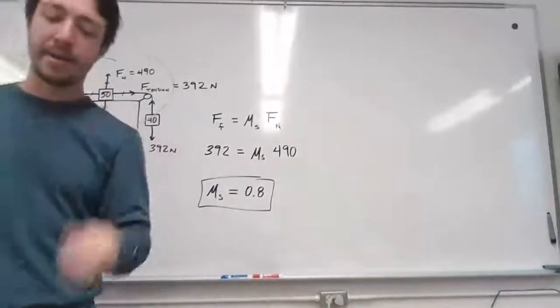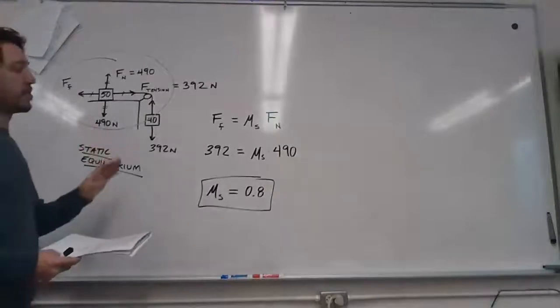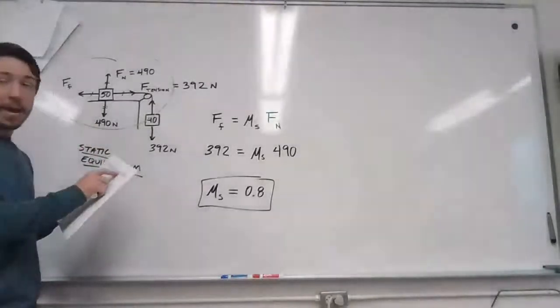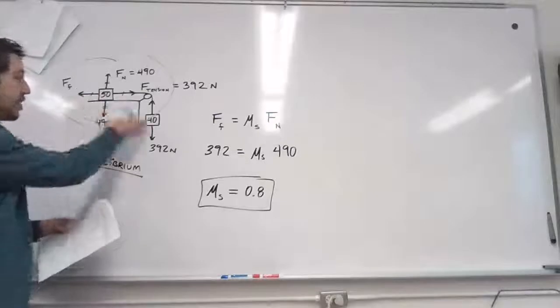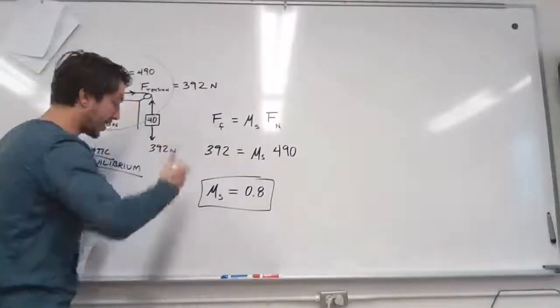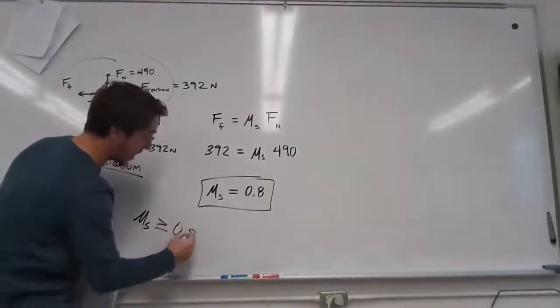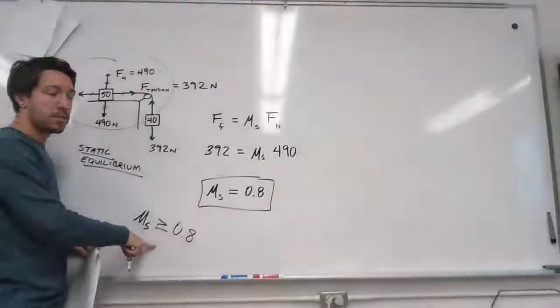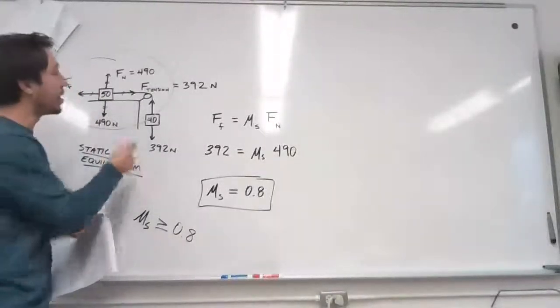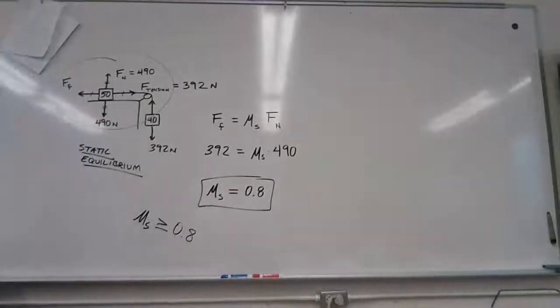So maybe you got me. To understand that, imagine that it didn't say maximum. Imagine it just said 40 and it's in static equilibrium. Then the answer would be mu could be anything greater than 0.8. That would be the answer. So think about that. But if we know that's actually the maximum, then that is truly the static coefficient.